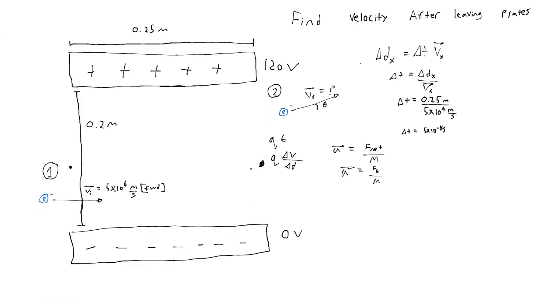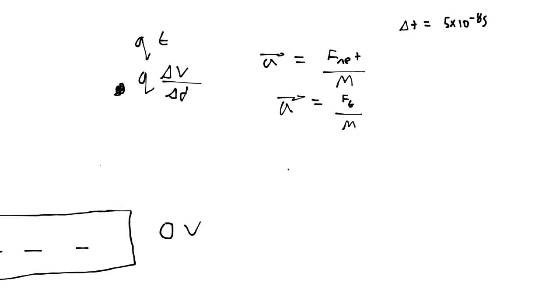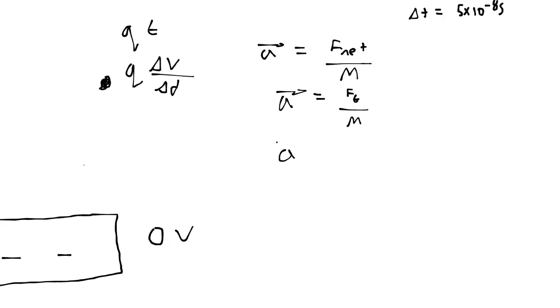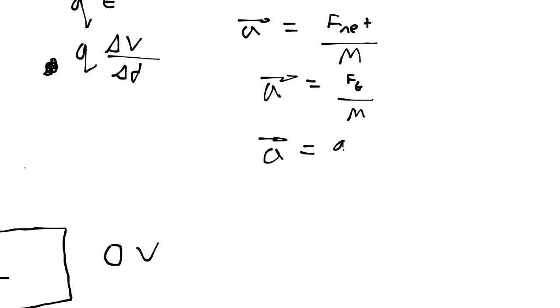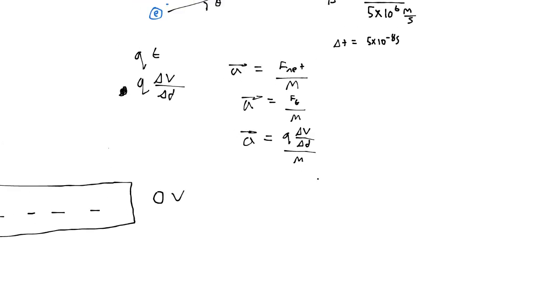They're equal to the same thing. So 120 volts divided by 0.2 meters will get you the same answer. So let's plug that into our equation here. So acceleration is going to equal Q delta V over delta D divided by mass. So I'm going to skip ahead and plug in all the numbers and then put the answer into my calculator.